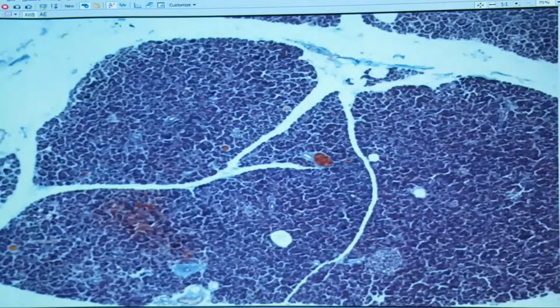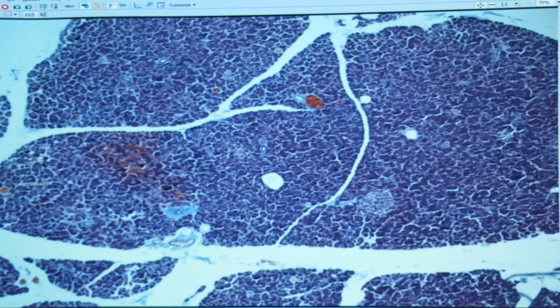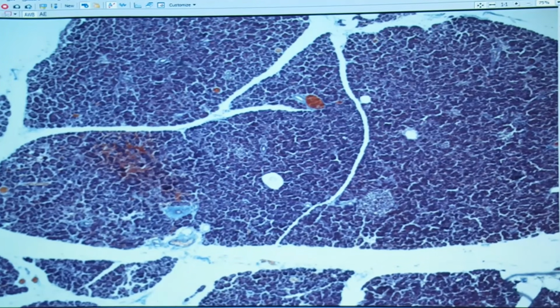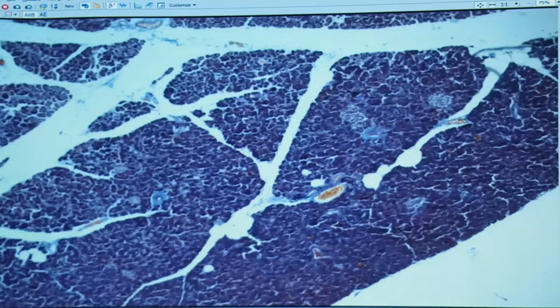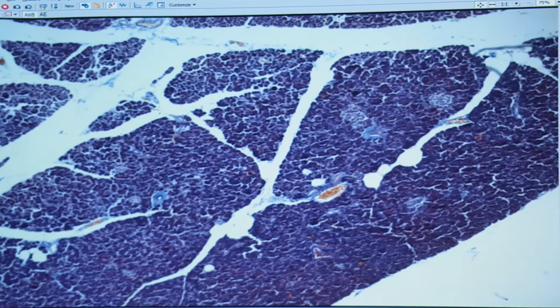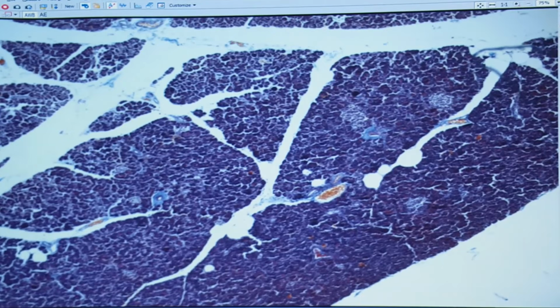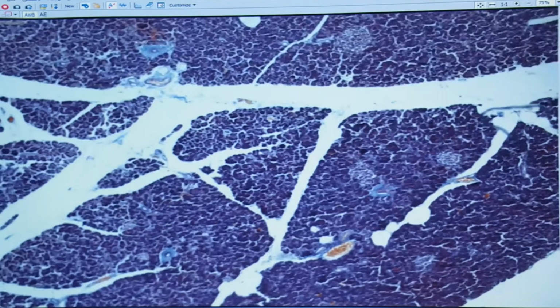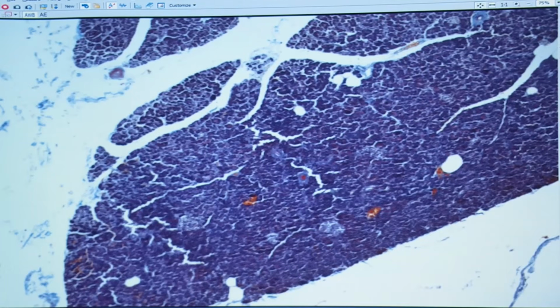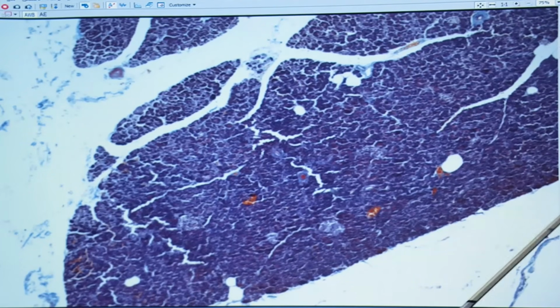So as I pan around this slide, it doesn't matter where I go, I still see these little groupings of lighter staining cells. They happen to be called pancreatic islets. We don't care in lab 6, but that tells me this is a pancreas. This is the slide we will see. We will see those lighter staining areas called pancreatic islets, pancreas.